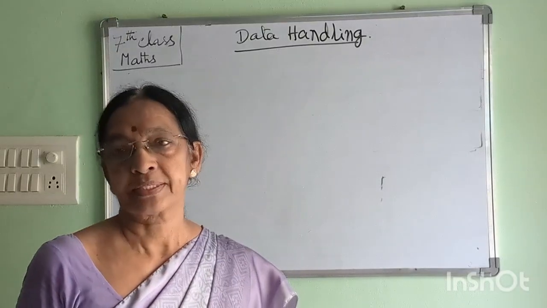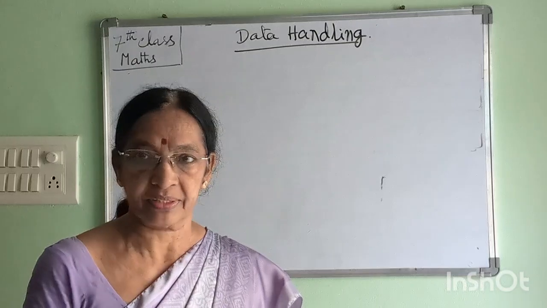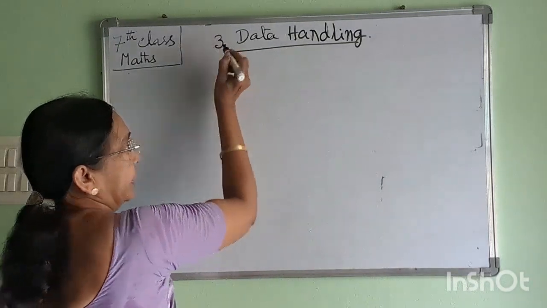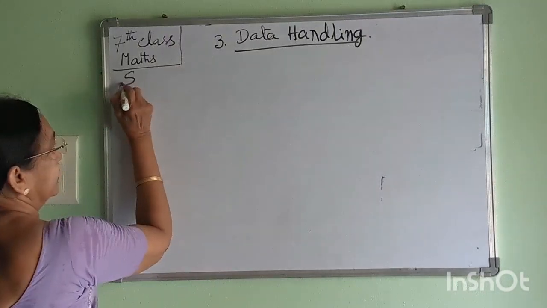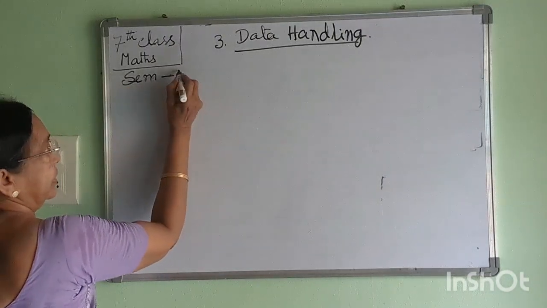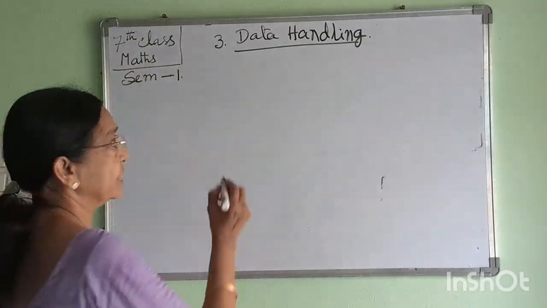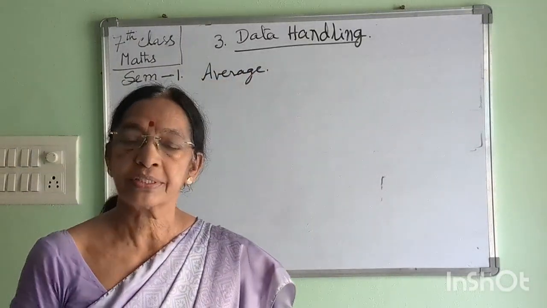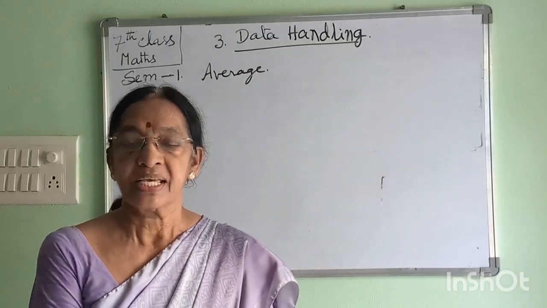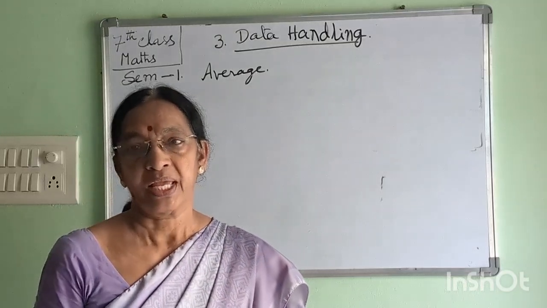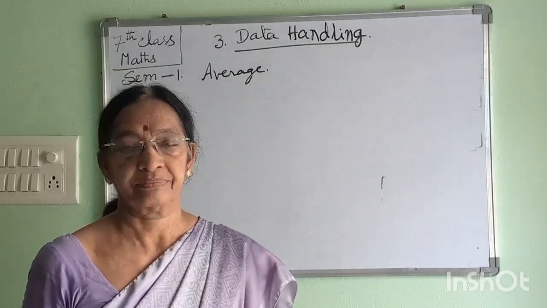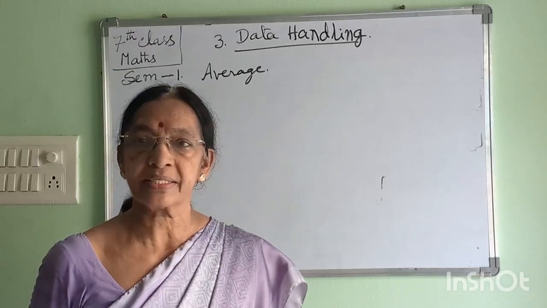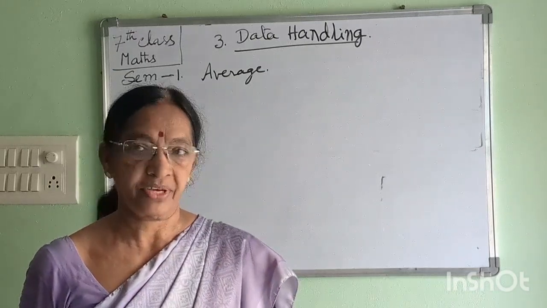Now we will see the important points in this chapter, data handling. This is the third chapter in semester 1. So first, average. Average is a number that represents the central tendency of a collection of data.